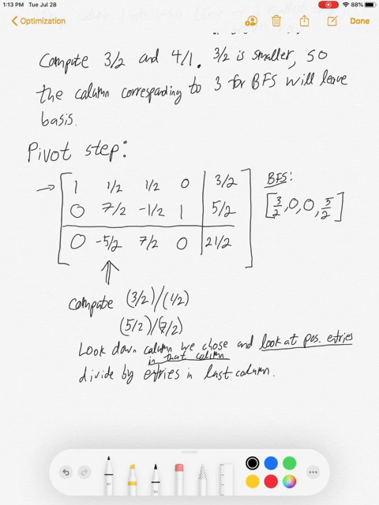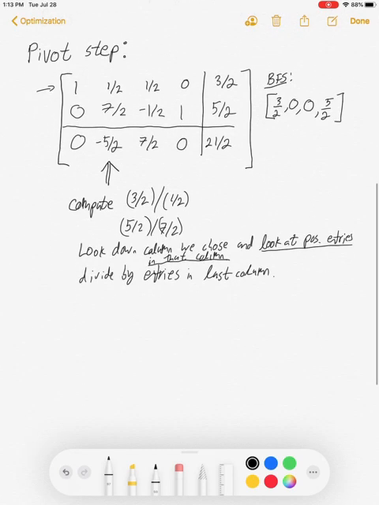So we only want to look at the positive entries in that column. In this case, both of the entries are positive, so we use both of them. If we had a negative 7 halves here, then I would only compute 1 half divided by 3 halves. I wouldn't do the negative 7 halves divided by 5 halves. So all of these values that you get should be positive. These correspond to how much you're able to move in the direction associated to the step that we're taking before one of the entries becomes 0. If one of those was negative, you'd be able to move infinitely far before the corresponding entry became negative.